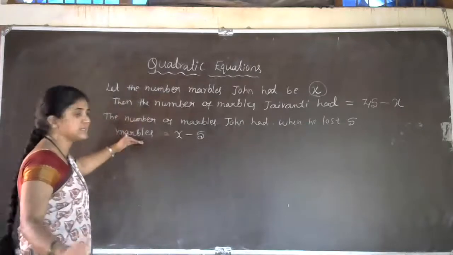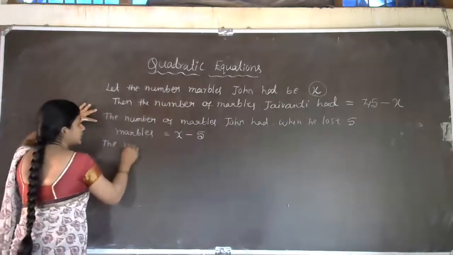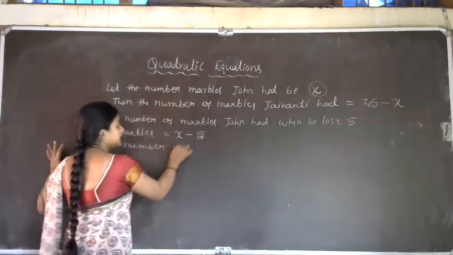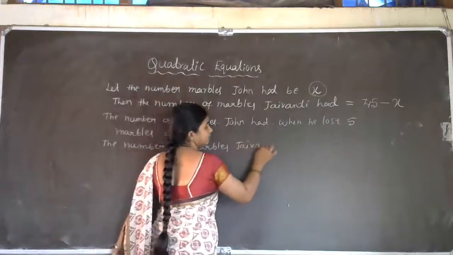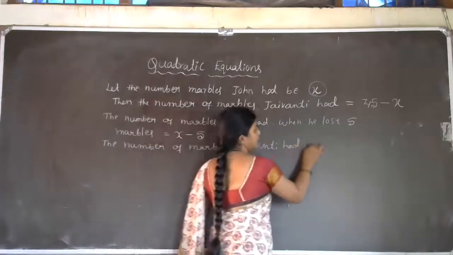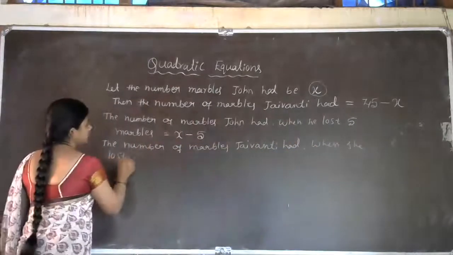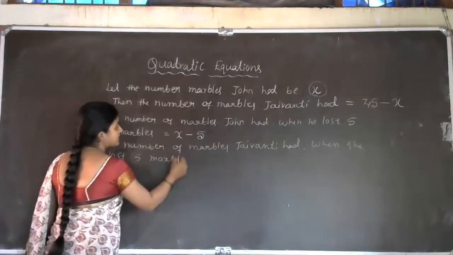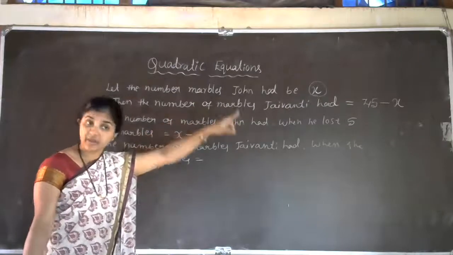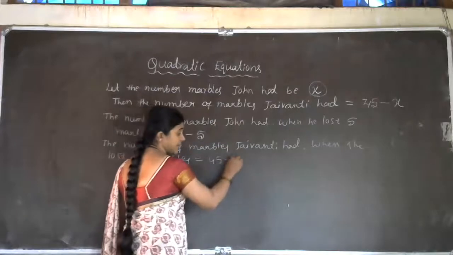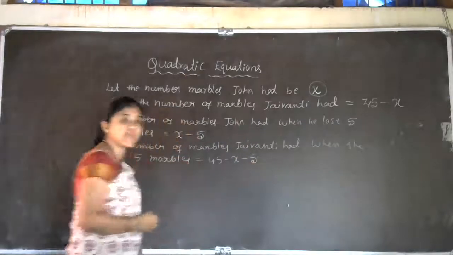Okay, now same to same statement we have to take for Jaivanti also. The number of marbles Jaivanti had when she lost 5 marbles, which is equal to, so now Jaivanti's marbles number is 45 minus x. Okay, in that 45 minus x, again 5 marbles lost, in the sense 45 minus x minus 5.